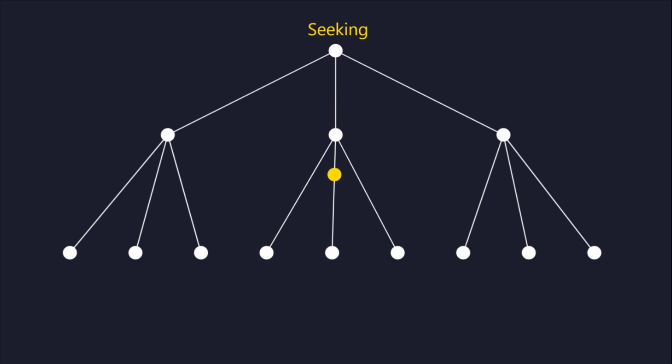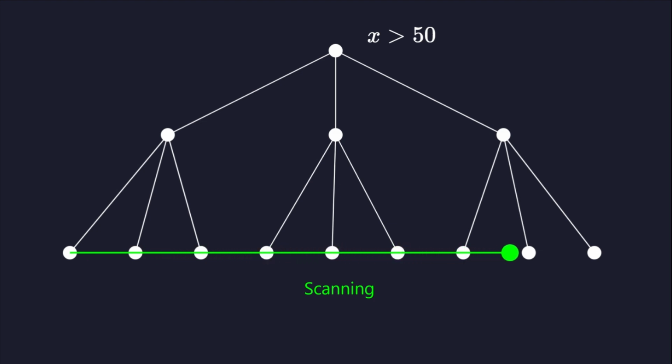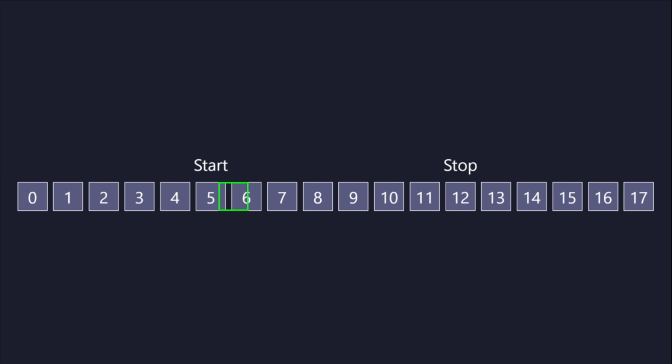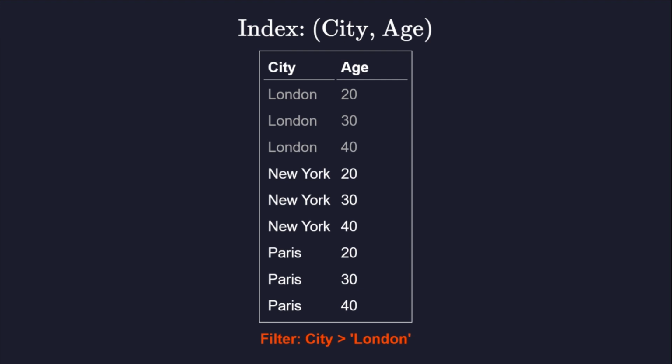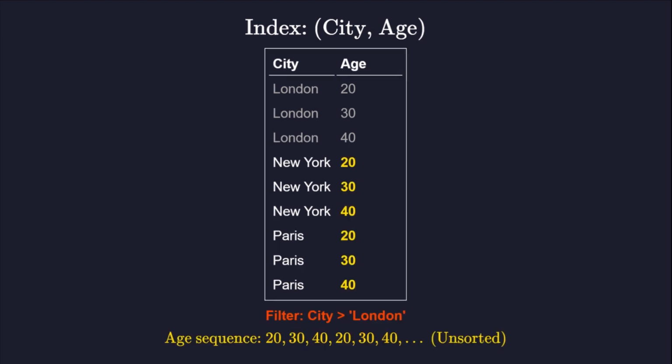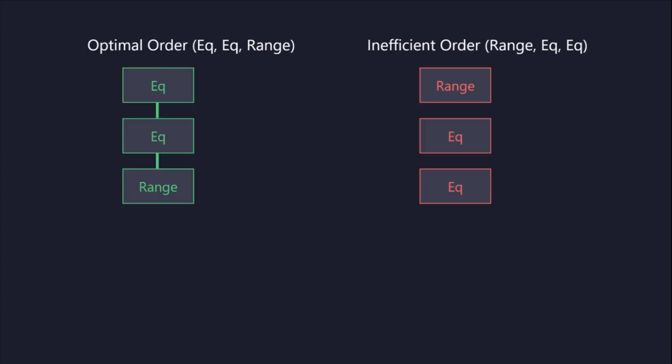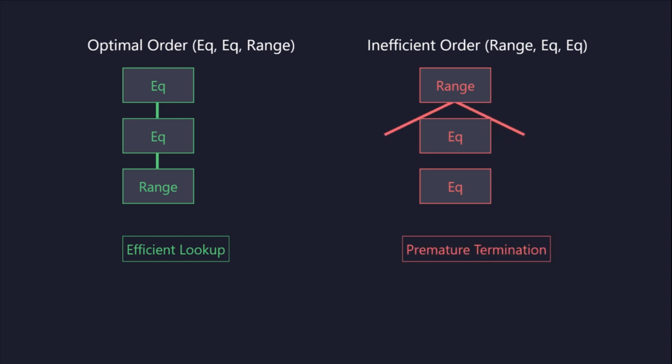Range predicates, including operators like greater than or less than, represent a significant transition point where the index search process changes from seeking to scanning. A range filter allows the engine to find a starting point, but then requires it to scan all subsequent leaf nodes sequentially until the stop condition. Crucially, once a range filter is applied, the sorted order of any following columns in the index becomes useless for further logarithmic tree navigation and filtering. This is why range columns must be placed after all equality columns to prevent the premature termination of efficient point-based lookups during the search phase.